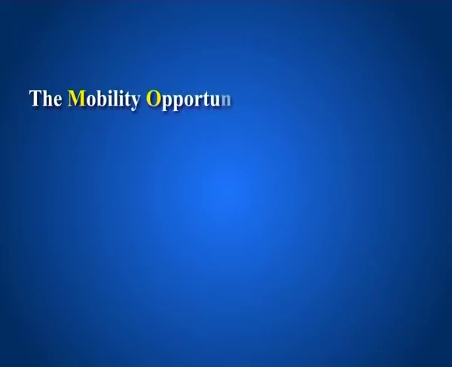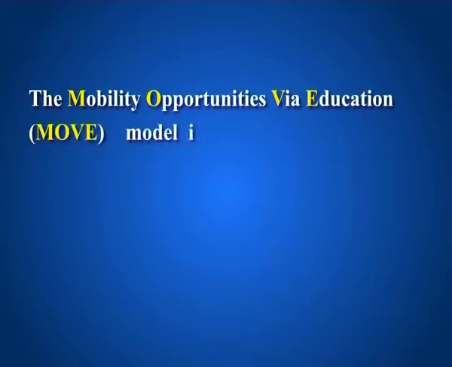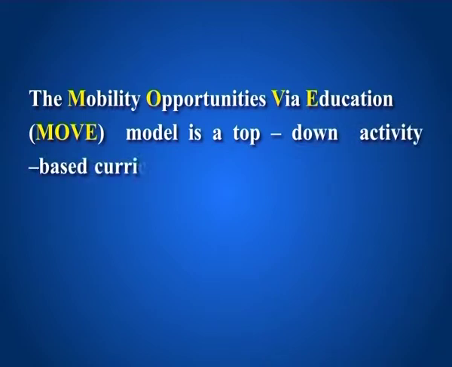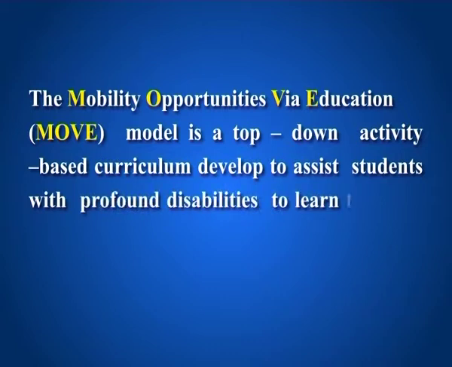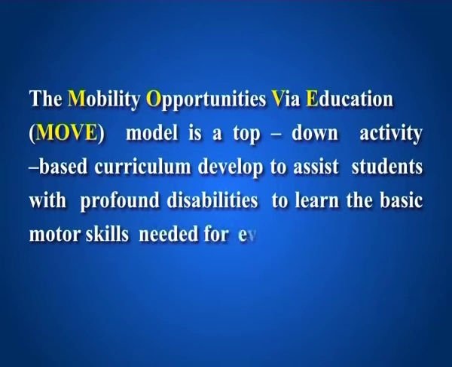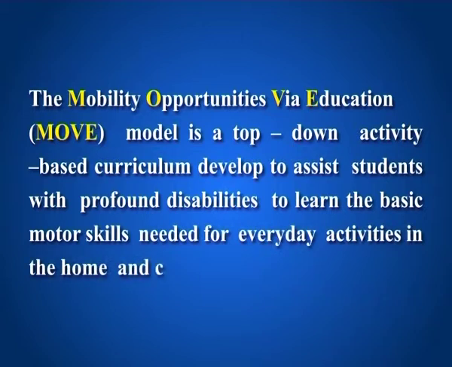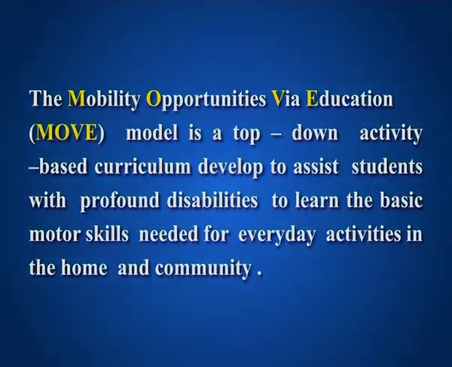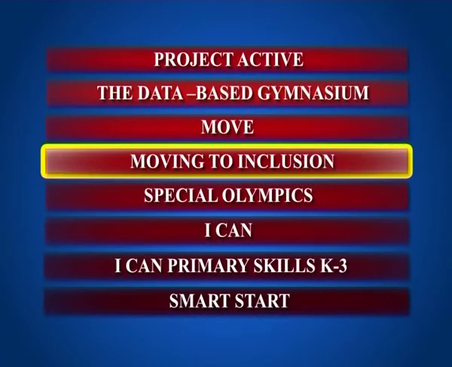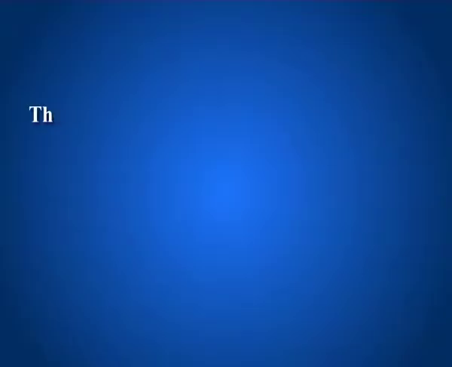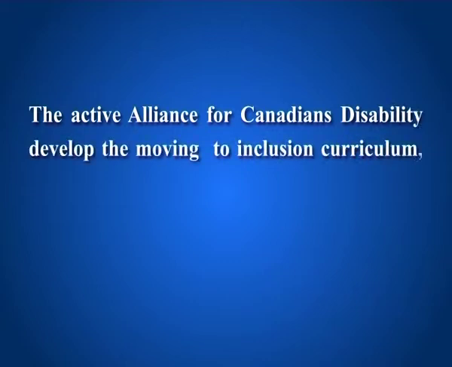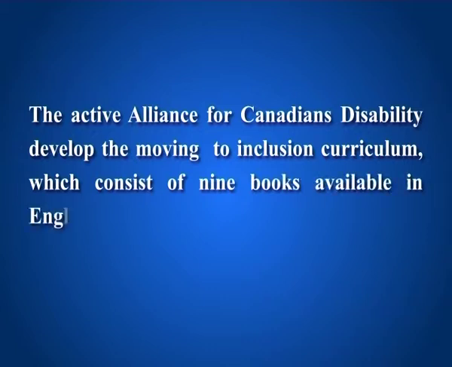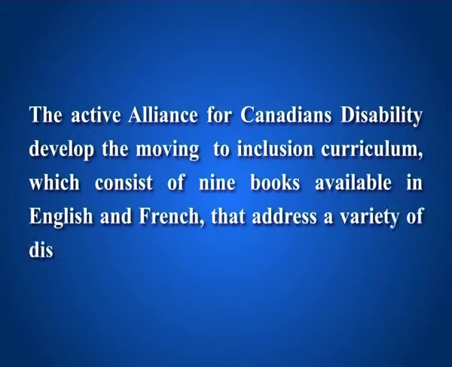The Mobility Opportunities Via Education, MOVE, model is a top-down activity-based curriculum developed to assist students with profound disabilities to learn the basic motor skills needed for everyday activities in the home and community. The next model is Moving to Inclusion. The Active Alliance for Canadians with Disabilities developed the Moving to Inclusion curriculum, which consists of 9 books available in English and French that address a variety of disability groups.